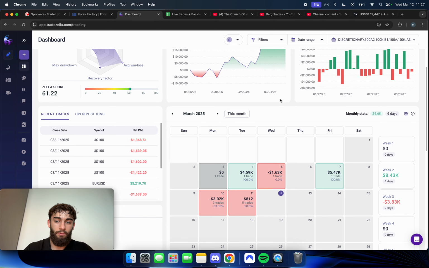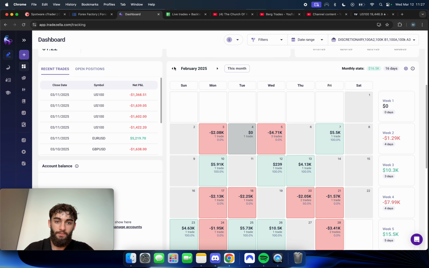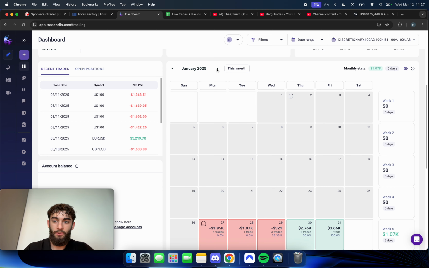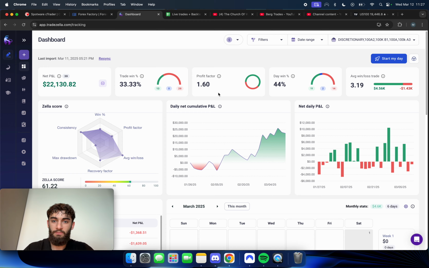The stats are still looking pretty good. Still up 4.6% on the month. Still up 16.5% on the previous month. And then January was a plus 1% month because we started late on this model. So going pretty smooth so far.